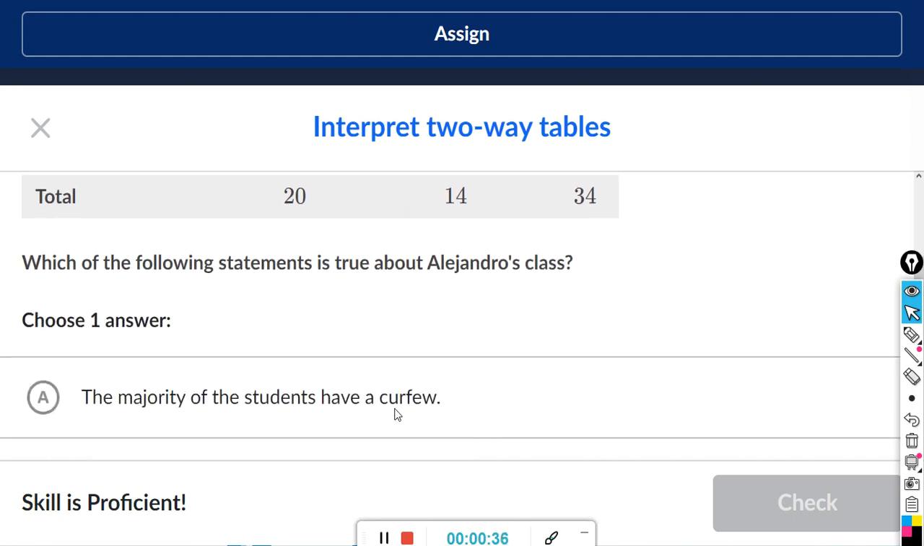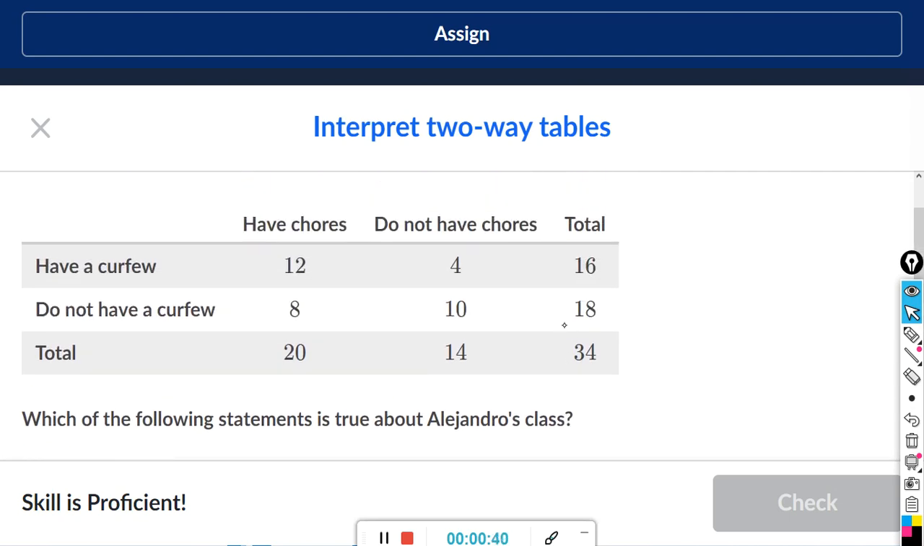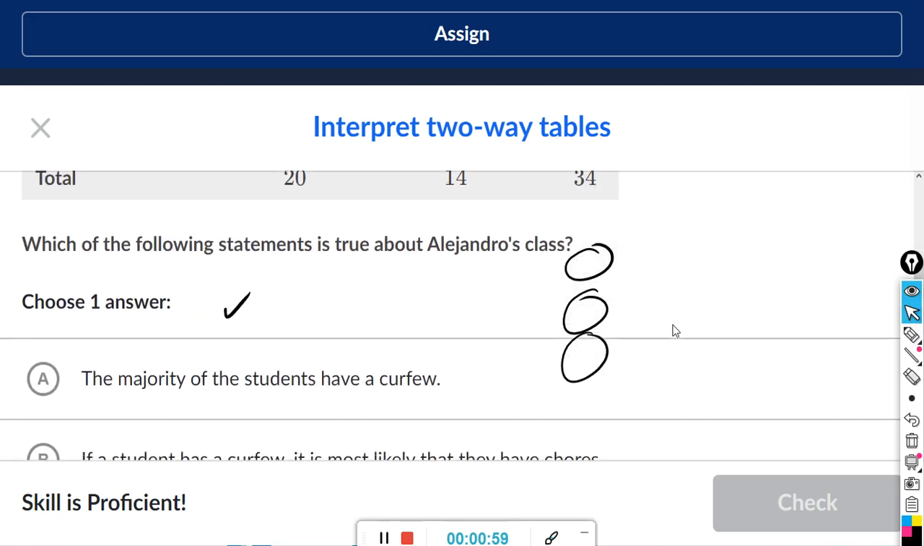The majority of the students have a curfew. Well, let's see. How many have a curfew? 16 out of 34 have a curfew. But as far as do not have a curfew, 18 out of 34 do not have a curfew. So more of them do not have a curfew. Okay? So that means A is not true. So it's not answer A.